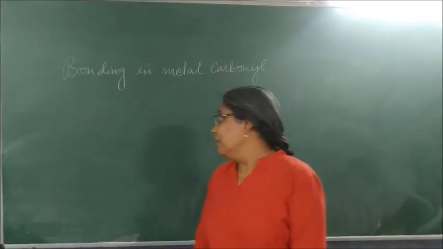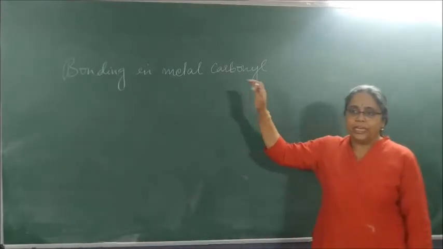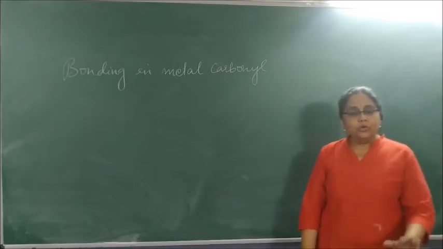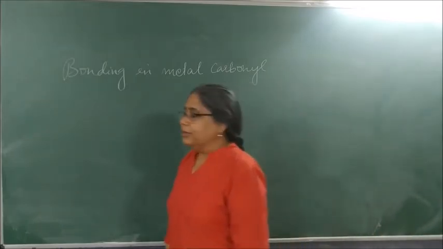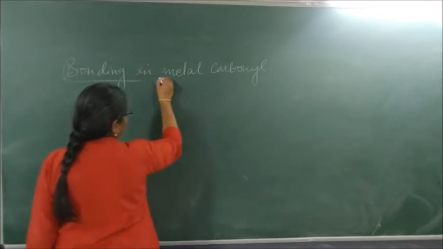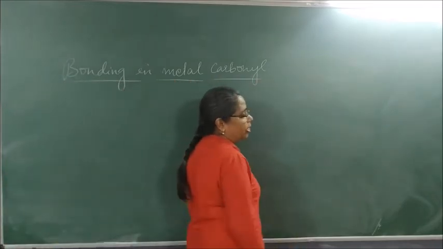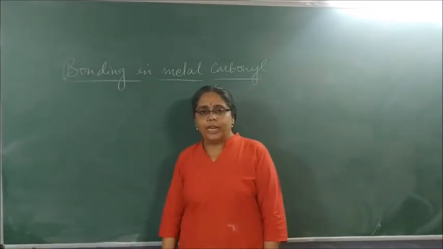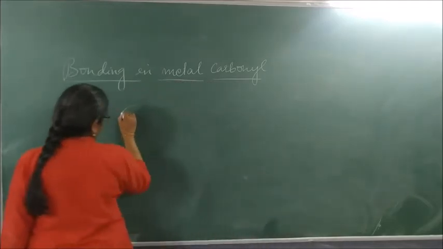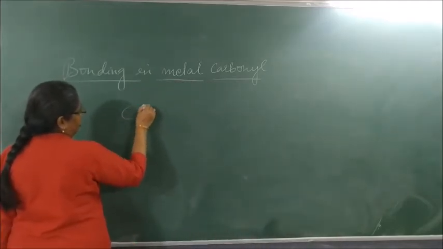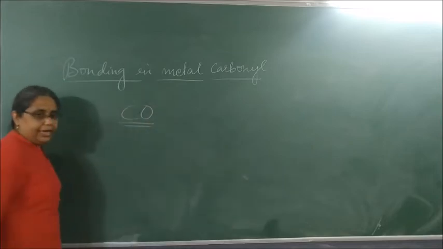Good evening. The last part of coordination chemistry, which is bonding in metal carbonyl. It is a 2 marks question in board. Exactly how do we see the bonding in metal carbonyls? Metal carbonyls are coordinate compounds where C double bond O, that is carbon monoxide, is the ligand.